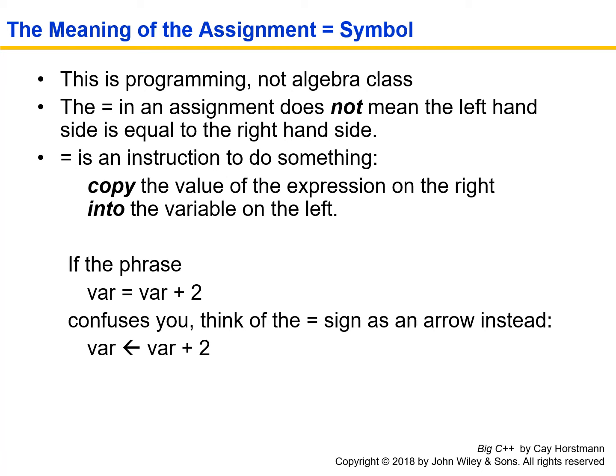Okay, the left-hand side can only be a single variable name. The right-hand side can be whatever complicated math expression you want. And all of that said, if the phrase var equals var plus 2 confuses you, you can start thinking of a single equal sign in C++ as an arrow instead. It takes whatever's on the right and stuffs it into the variable on the left.